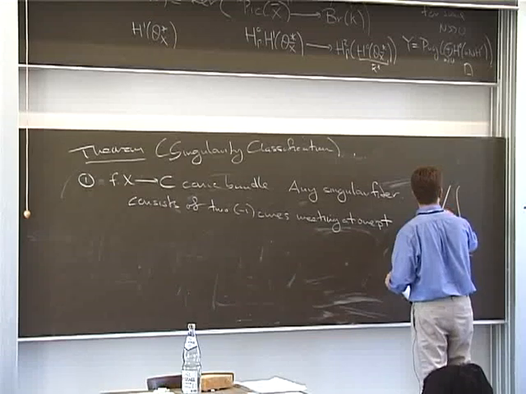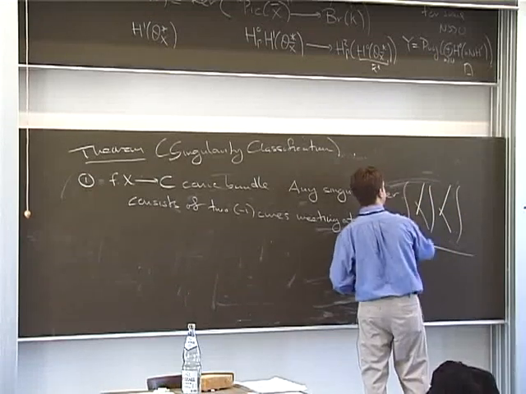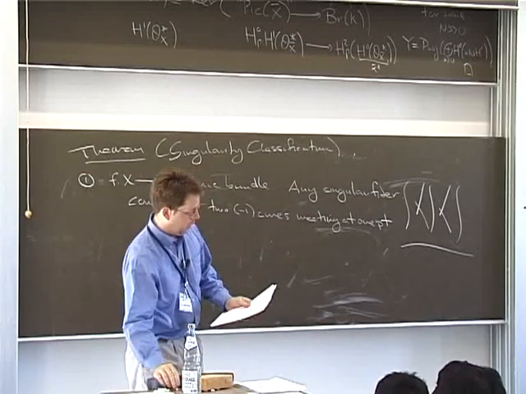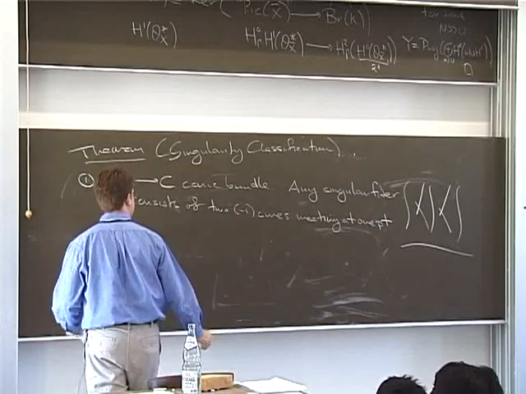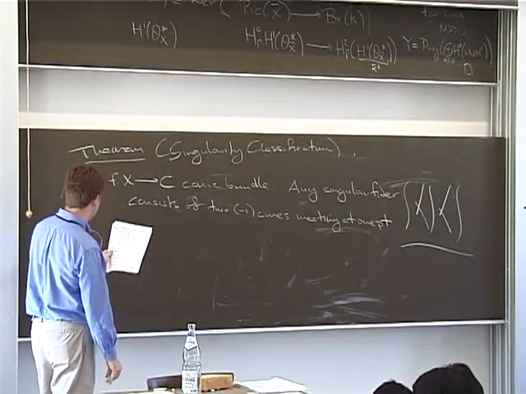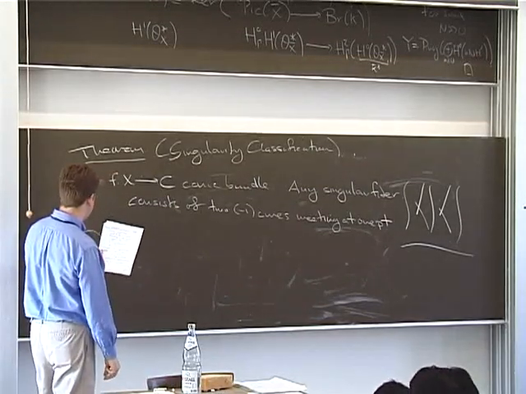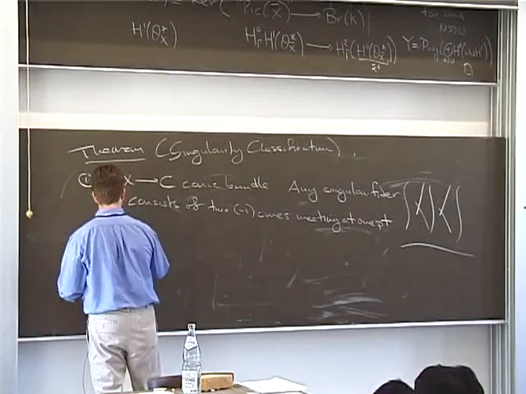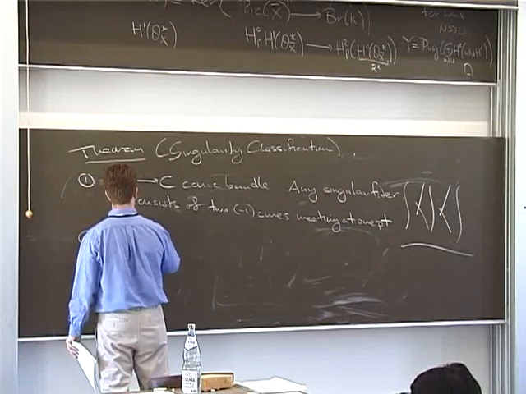So I have the smooth fibers. The singular fibers really just look like degenerate conics in the plane. The second part of this I'm not going to talk about much, at least not the proof, but it's morally important, so let me state it. So, in fact, we have an embedding.